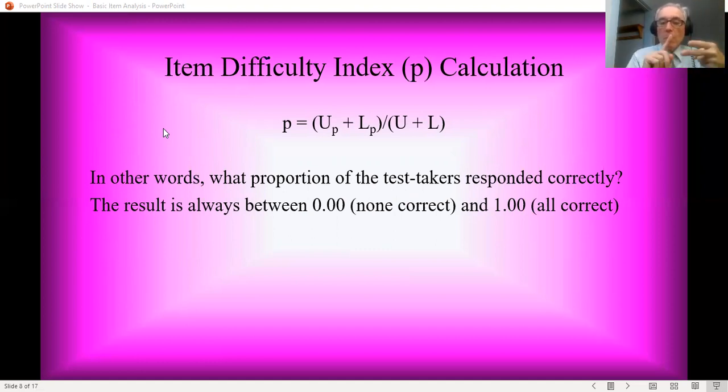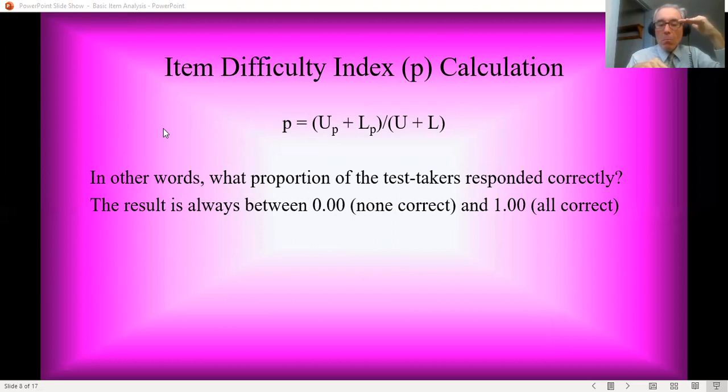How many people in the top group? How many people in the bottom group? How many of the first bunch got it right? How many of the second bunch got it right? End of story. So the item difficulty index is, again, what proportion of the test takers produced the correct response to that test question, that test problem. P is equal, therefore, to the sum of those in the upper and lower groups who got it right, U sub P plus L sub P, divided by the sum of all the people combined in the upper and lower groups.